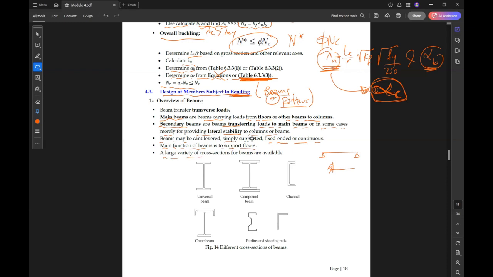We have also some varieties of the cross section of the beam. So we can have universal beam, UB, compound beam, channel, and crane beam, purlins. Mainly we are focusing on the UB, or in some cases we have a WB. WB means welded beam. It is almost the same shape as the universal beam, but with bigger size.